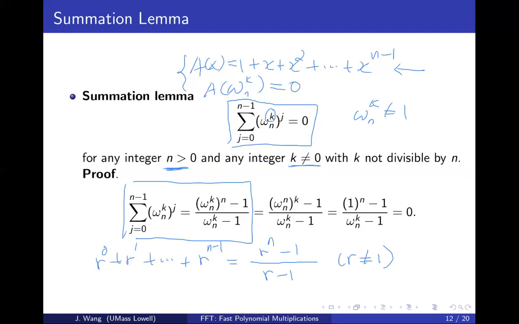Okay, and then we switch k and n, then we get omega n to the n. So we know omega n to the n's power is equal to 1 because that's what we have to begin with, right? So this is a root. So you put omega n in it. We put omega n as a root in it. So this is equal to 1. So then this is equal to 0. Okay, so this is a summation lemma.